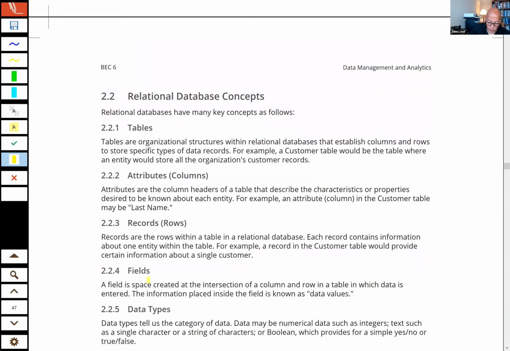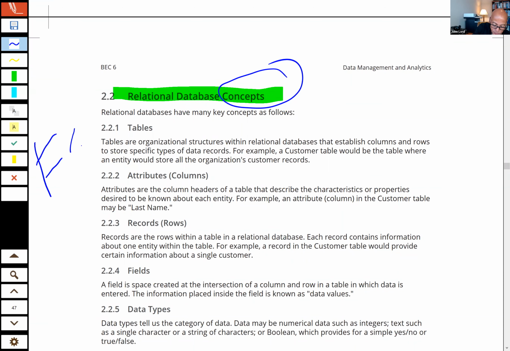Okay, so let's just take a look at some relational concepts. The key word here is concepts. These are concepts, and I'm going to ask you to flashcard. So we have the different concepts, and we have tables, and tables are the organizational structure within relational databases that establish columns and rows to store specific types of records. For example, a customer table would be where we would store all the customer records.